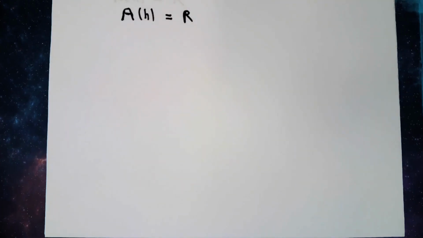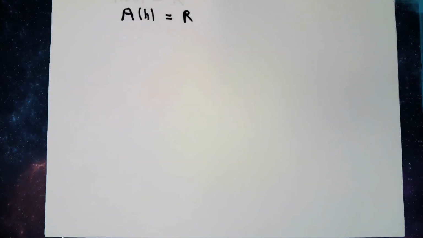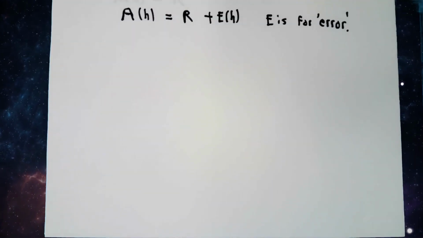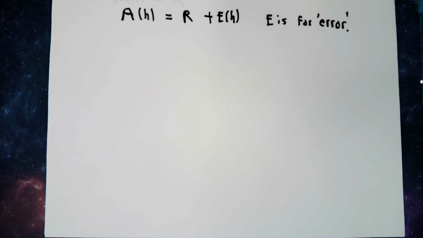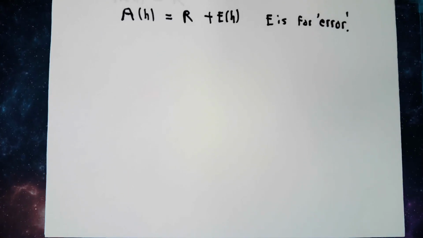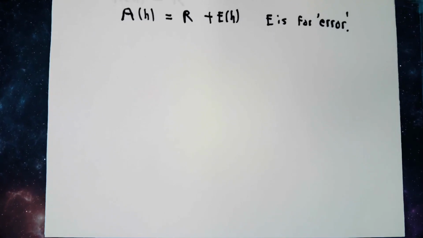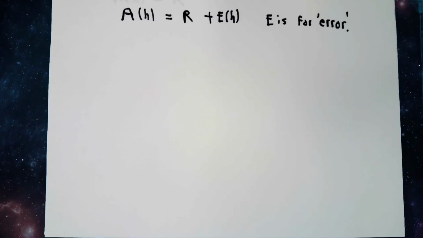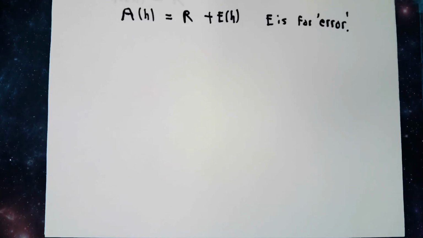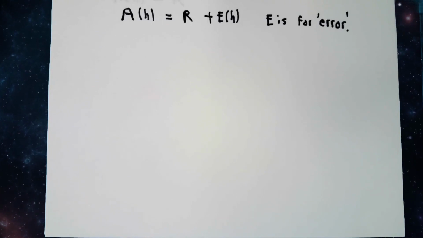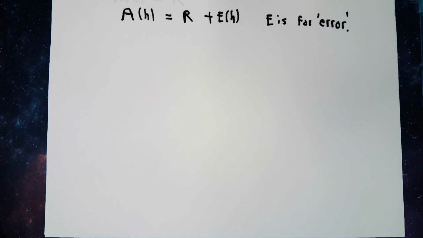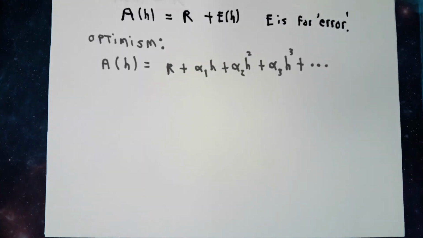We'll write the difference between the approximation and the true desired value to be E of h. E is for error, and obviously it will depend on the size of the h. This E of h, generally speaking, is an unknown function to us. In an act of blatant optimism, I'm going to assume that I can expand E of h in a power series in terms of h in the same way that you did in the second semester of calculus.